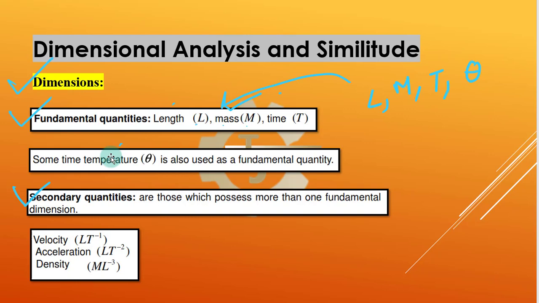Now here we get the secondary quantities. Secondary quantities are those which possess more than one fundamental dimension, like velocity, acceleration and density. The dimension of velocity is L T^-1. So here we get two fundamental dimensions, that is L and T. In case of acceleration, the dimension is L T^-2. In case of density, it is M L^-3. So these are the secondary quantities or derived quantities from the fundamental quantities.